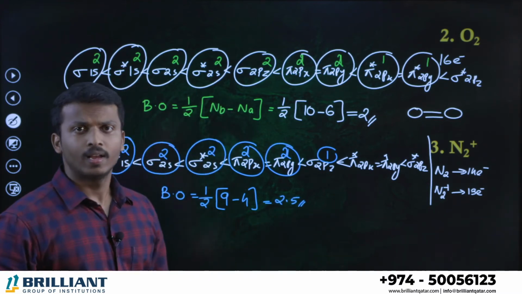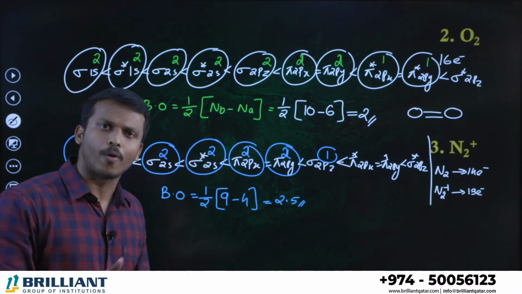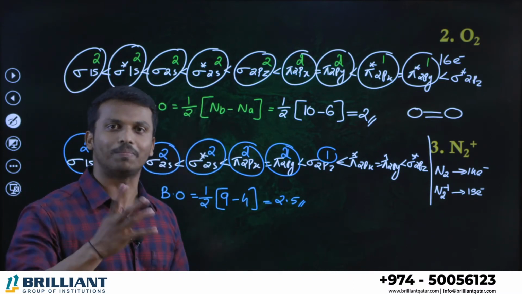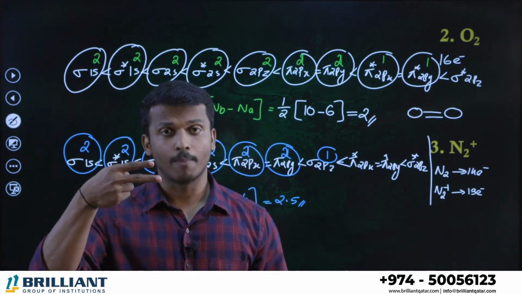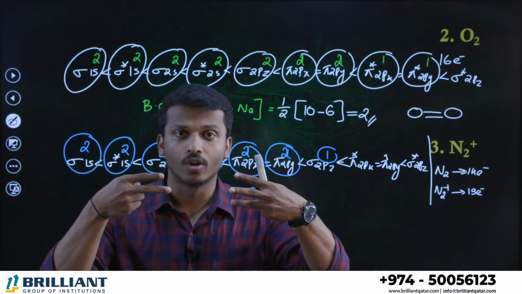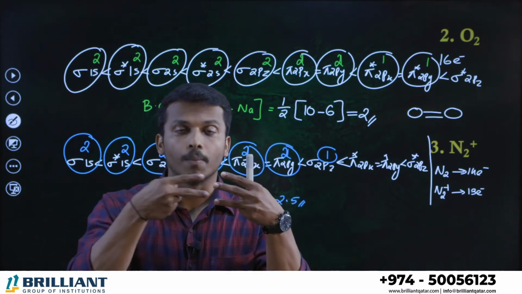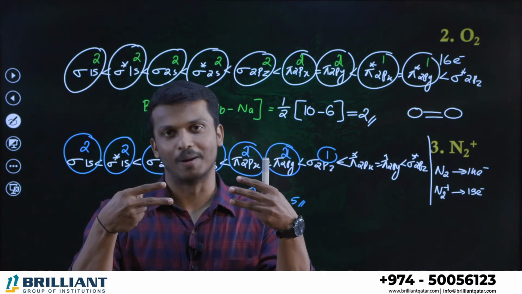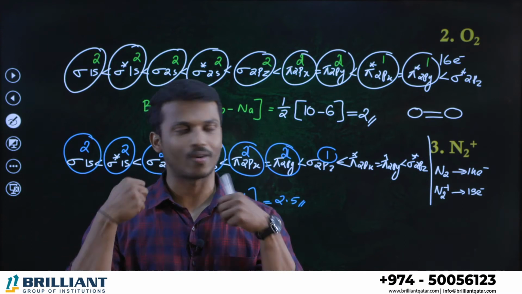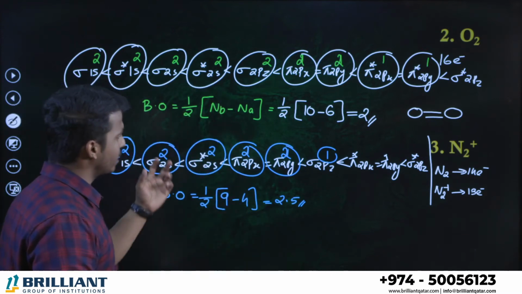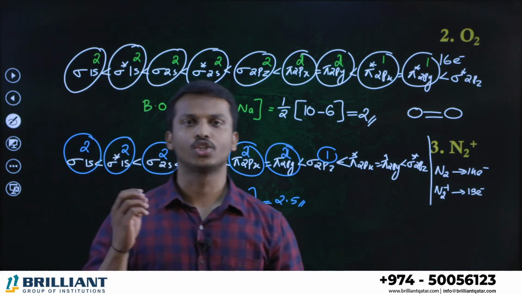So you may wonder whether the bond order can be a fraction or a decimal value, like 2.5 or 1.5. What does that mean? You know, bond order 2 means double bond. Bond order 3 means triple bond. So what is the meaning of bond order 2.5? It is a bond strength between a double bond and a triple bond. Alright, so that is the meaning. So what is the bond order in N2 plus? 2.5. Now we are going to the short trick.